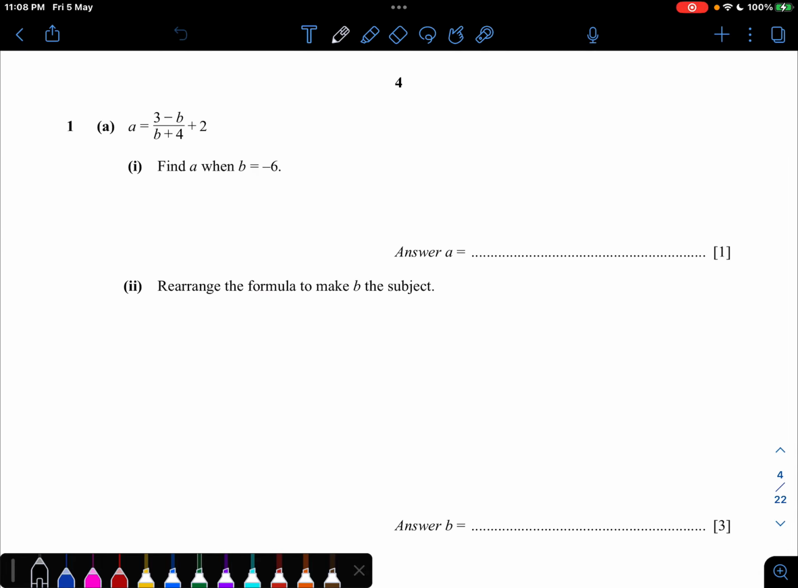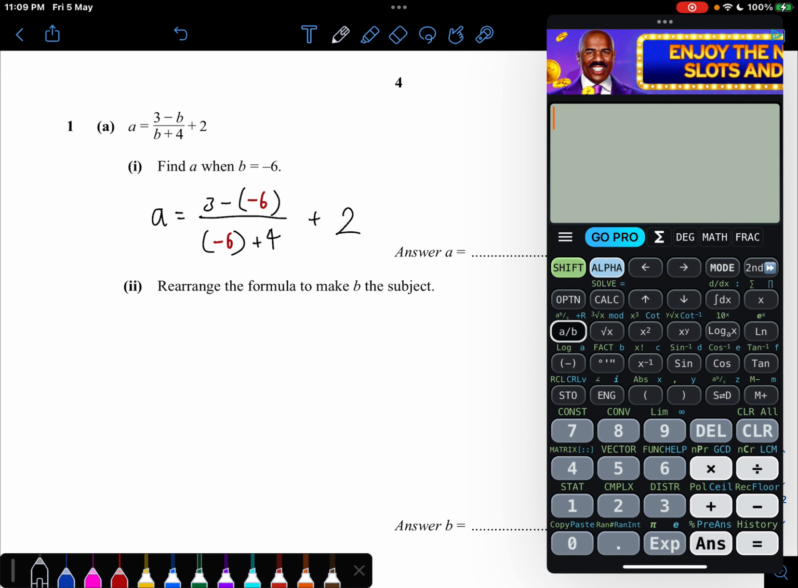Okay, so a equals to 3 minus b over b plus 4 plus 2. Find a when b equals to negative 6. Easy, just substitute. So a equals 3 minus b over b plus 4 plus 2. The blank spaces replaced with negative 6. Negative 6. You can just use a calculator. You don't even need to think about it.